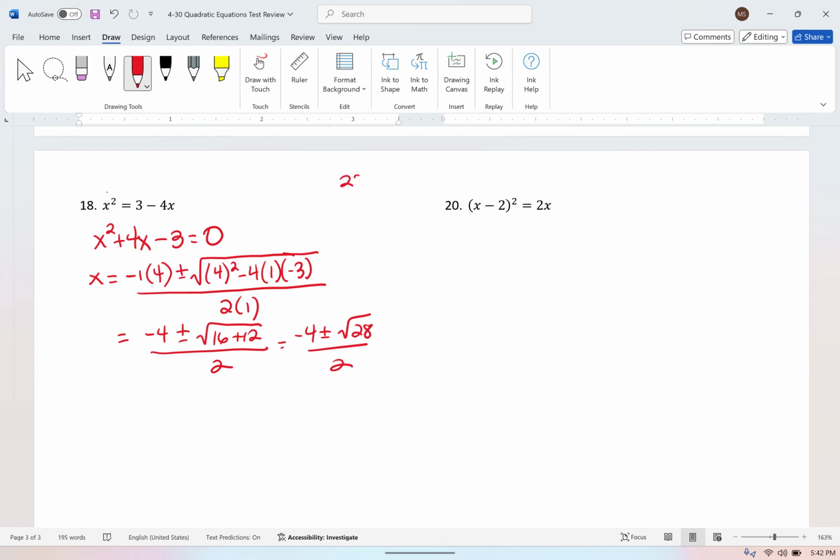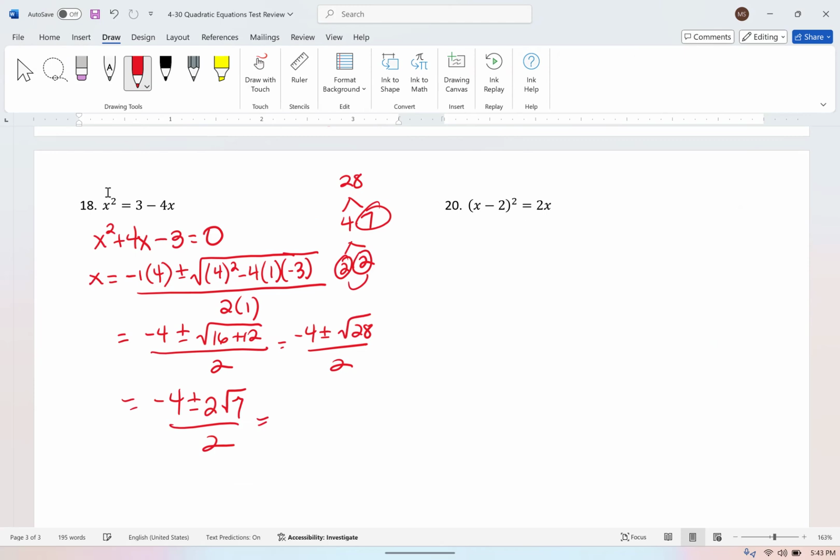All right, so 28 is 4 times 7. 4 is 2 times 2. So 7 is not a perfect square. We have 2 times 2 times 7, a pair of 2's. So the square root of 28 is 2 square roots of 7.